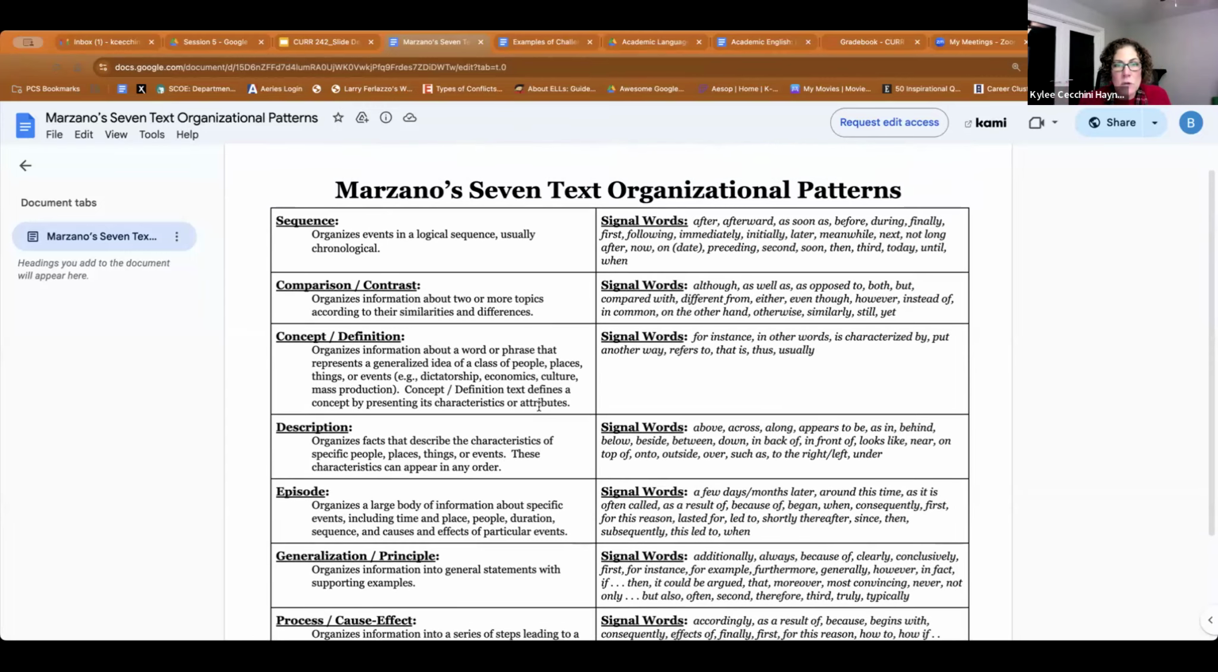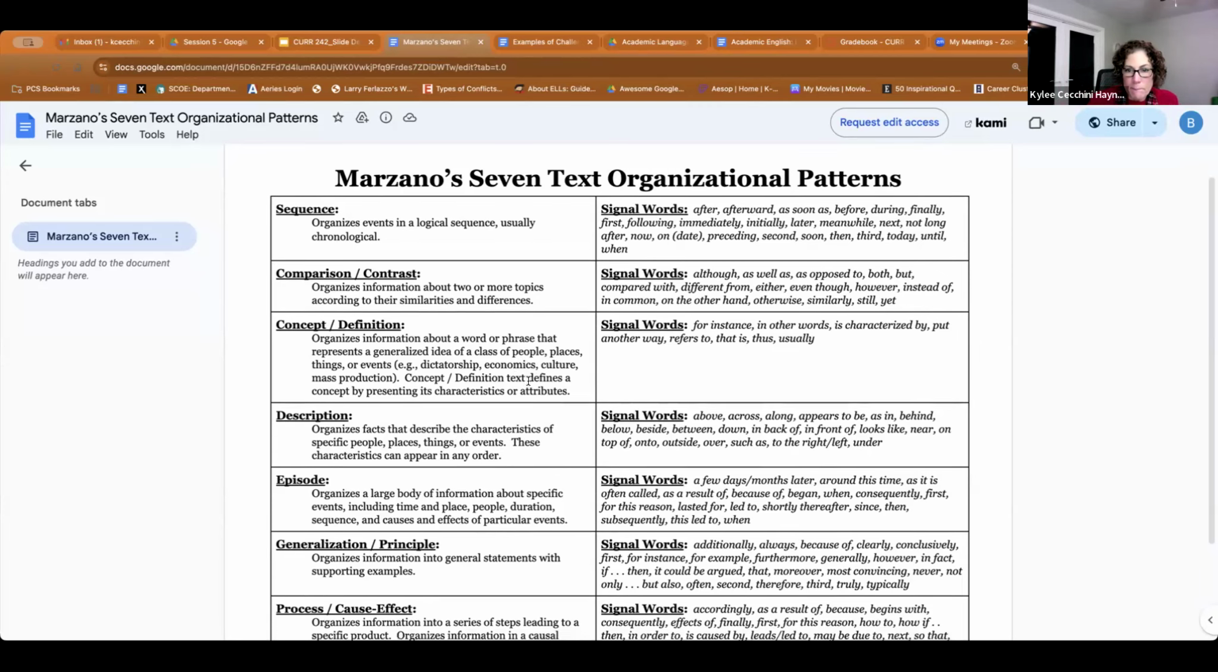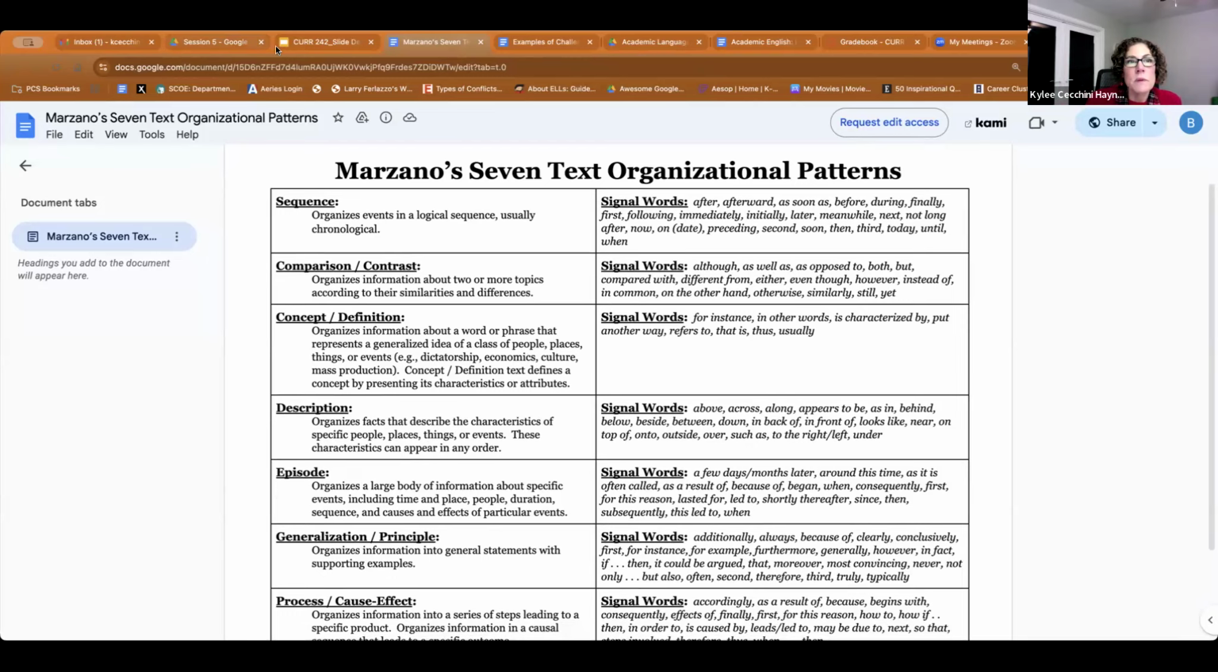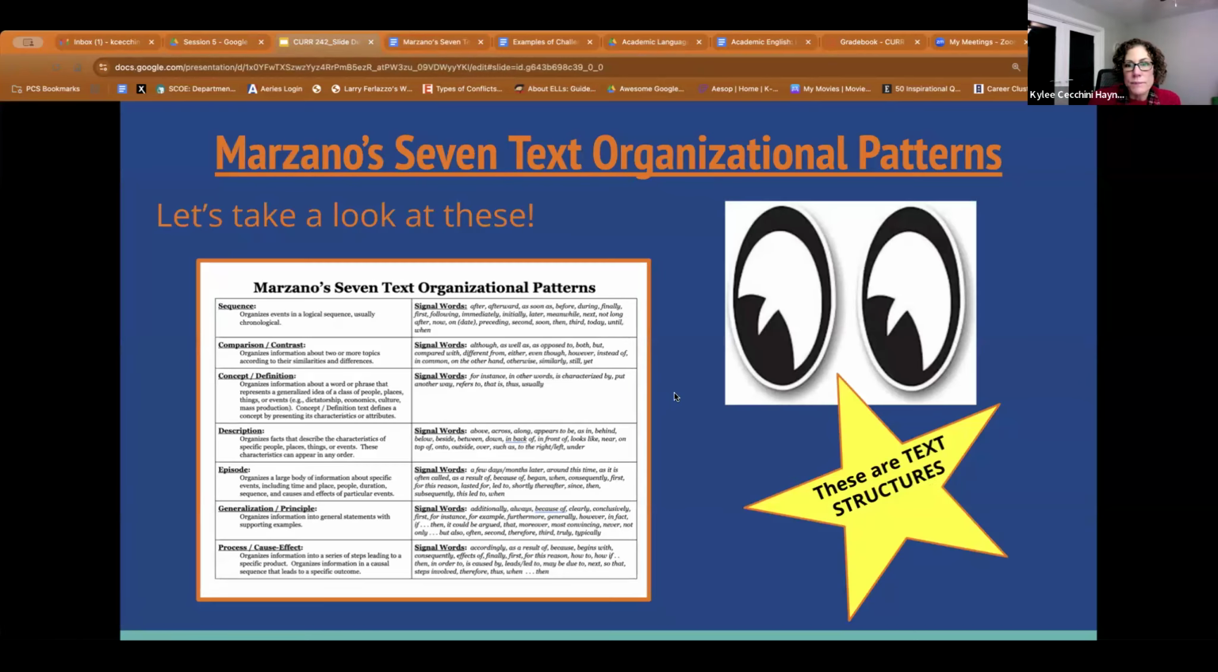So these organizational patterns, Marzano calls them, are text structures. Again, remember the structure, all right? These are things that our students do. These are output that they do with language, okay? All right, let me get back in here.